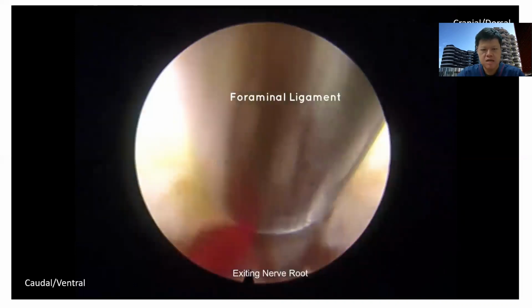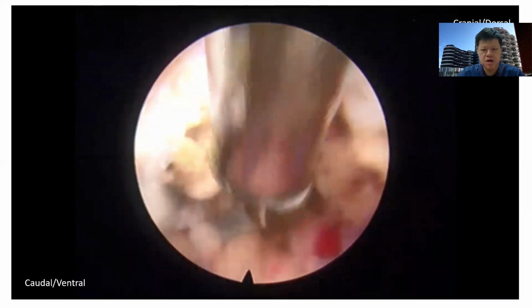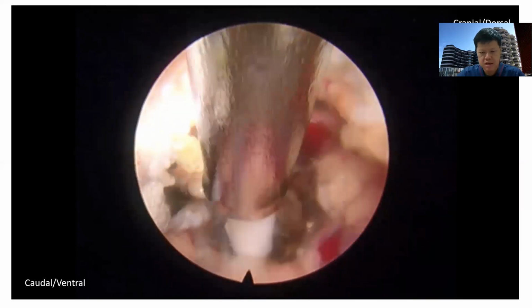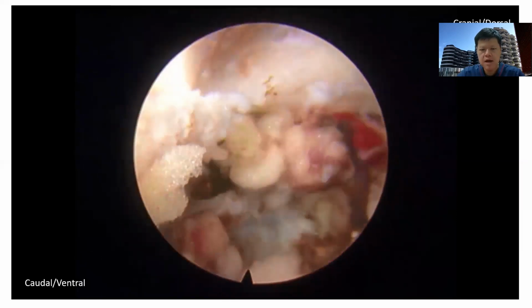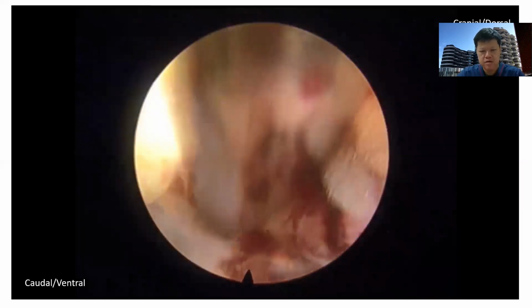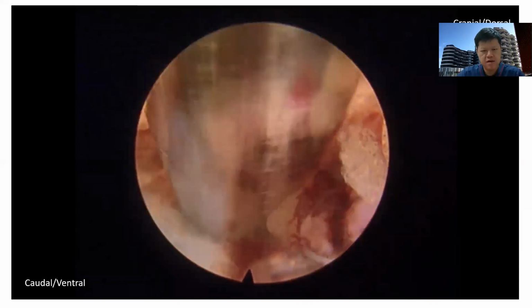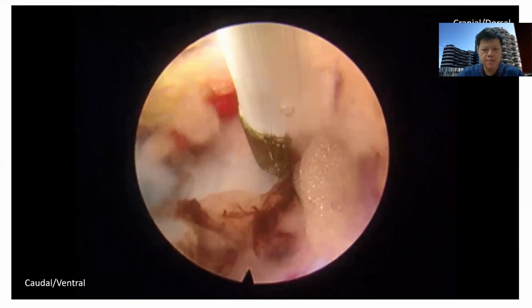I release the foraminal ligament using a 90-degree Harrison punch, and then this space is visualized. You can see that the exiting nerve root is directly visualized in this approach, as it is an ACM from midline, and it's a foraminal disc. So we protect the exiting nerve root with the tank and remove the disc from the disc space. I use indigo carmine pre-op to light up the disc better.